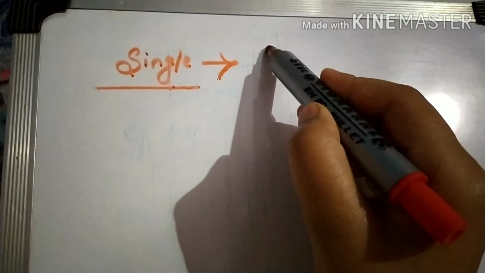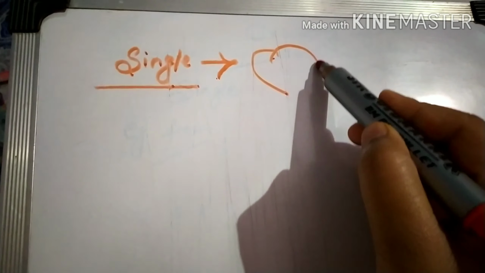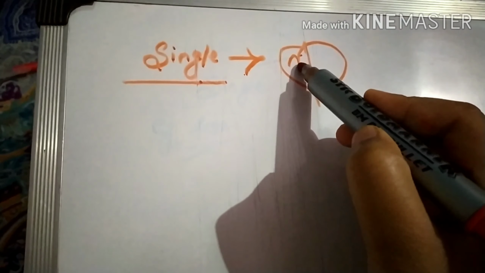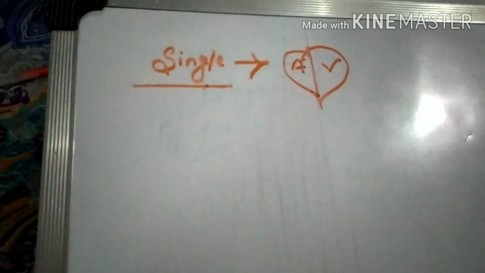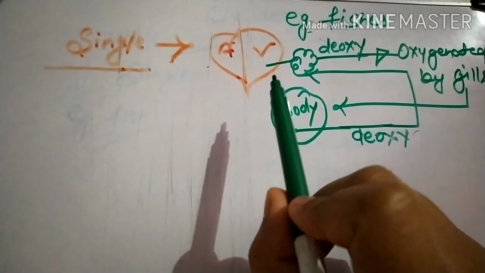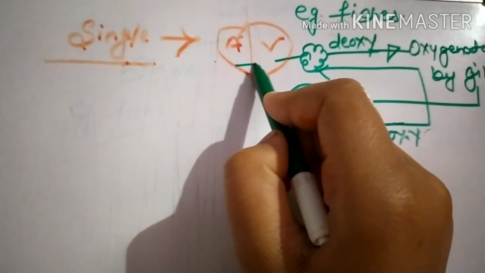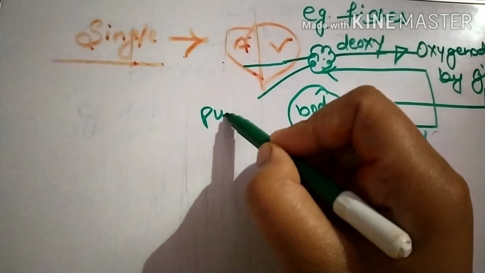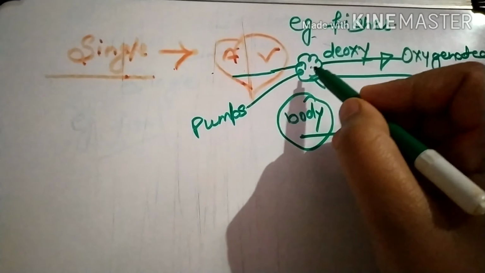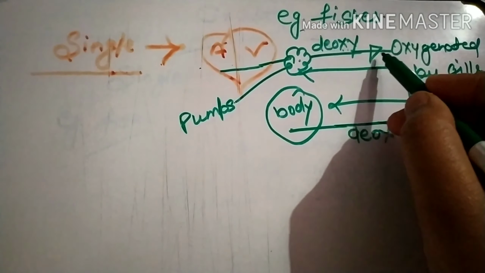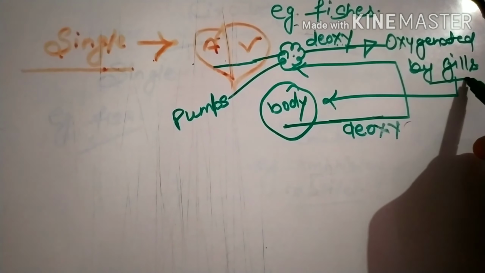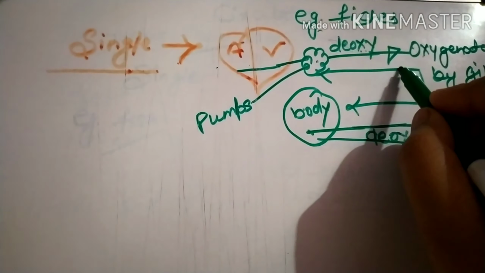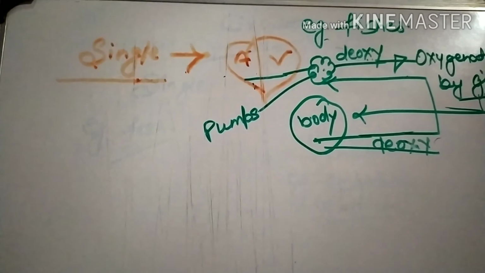First is single circulation. So I'm drawing a heart. I hope the heart looks like that, but it's not true, it's just imaginary. Let's know about single circulation. The example is fish, in which the heart pumps deoxygenated blood, which is oxygenated by the gills. Through the gills the oxygenated blood is transported to the body, and then the body carries deoxygenated blood back and returns it to the heart.